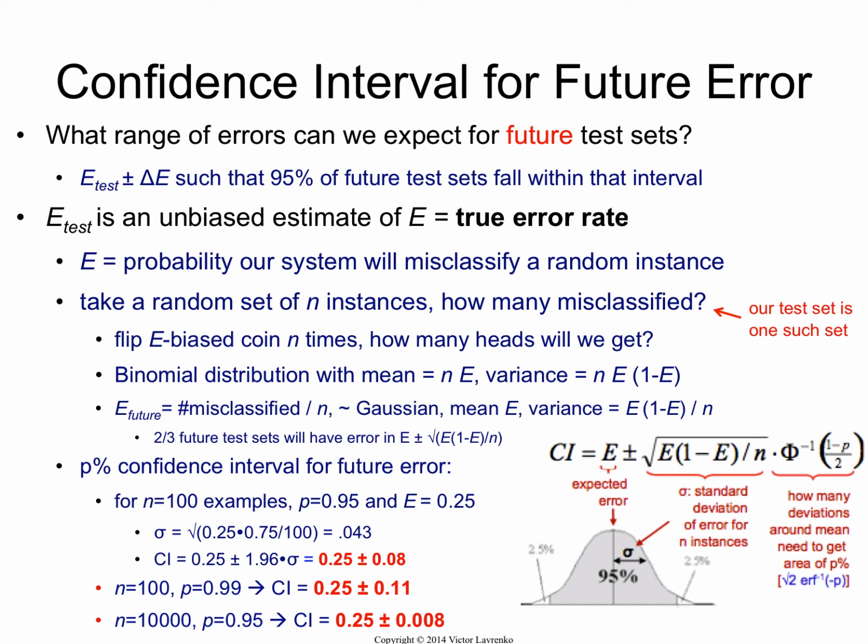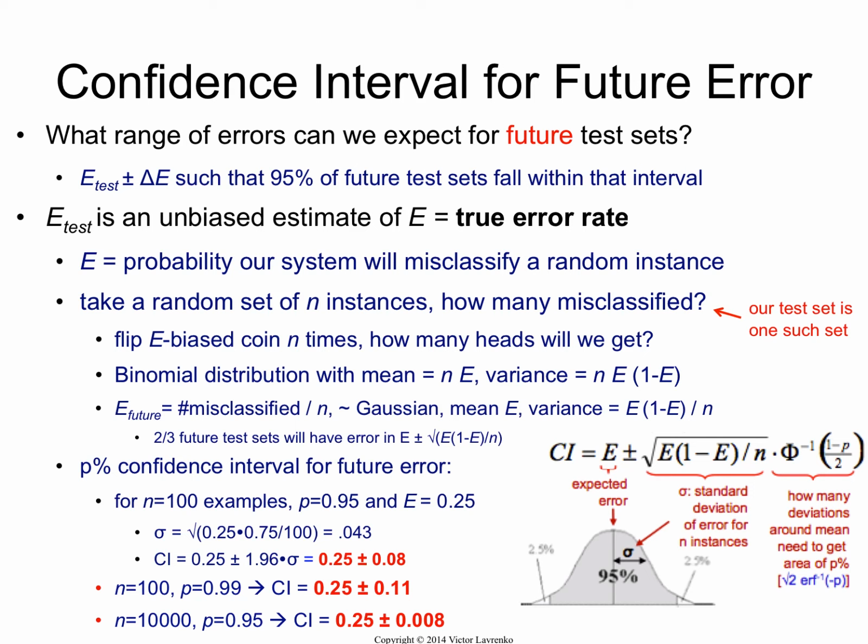Now, to get a 95% confidence interval, I need to go almost two standard deviations left and right. So the confidence interval overall would be 25% plus or minus 8%. So that would be my estimate of the future error rate, given that I have a testing set with 100 examples and I get a testing error of 25%, and I want a 95% confidence.